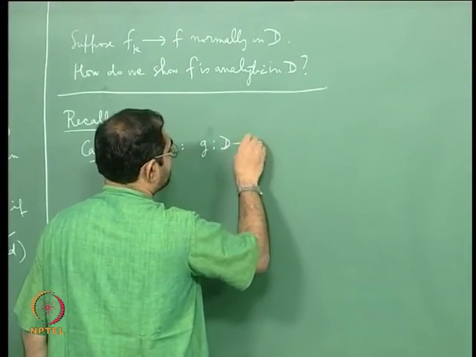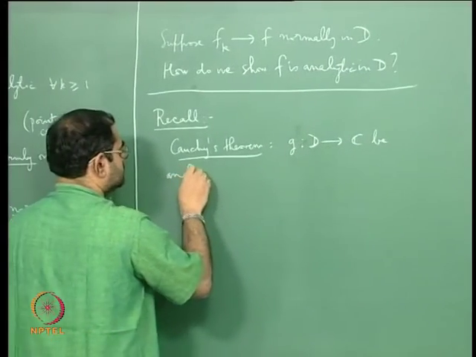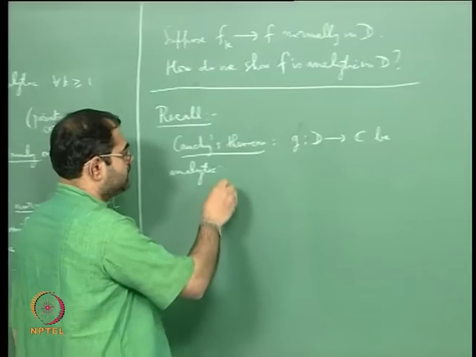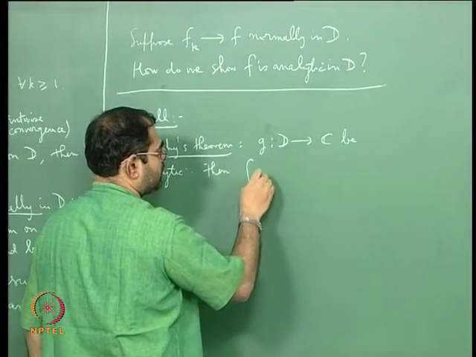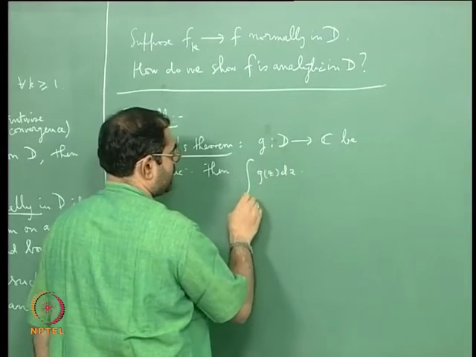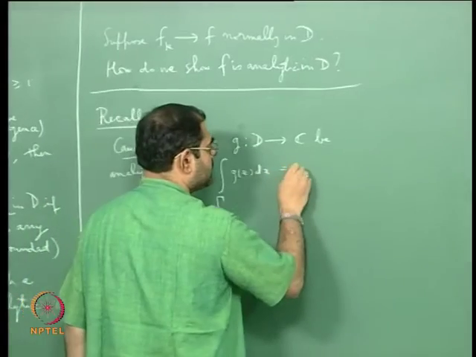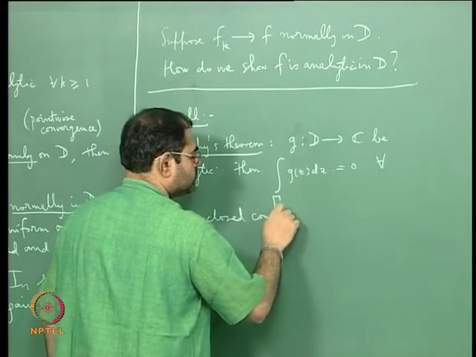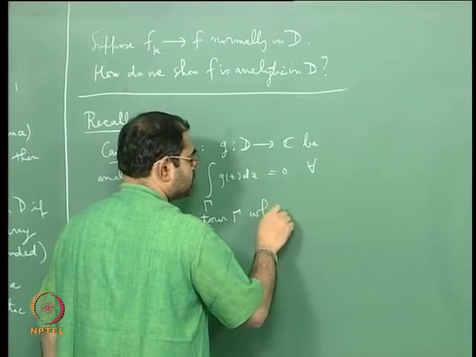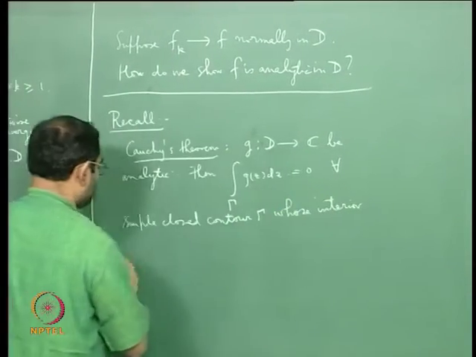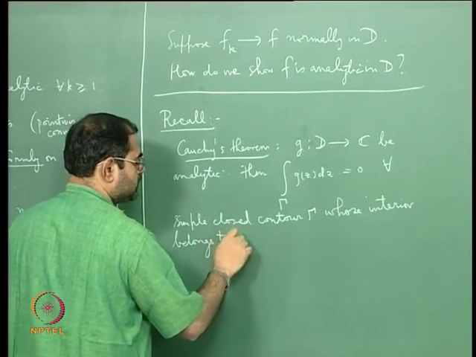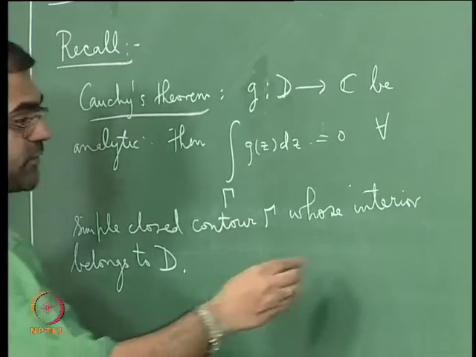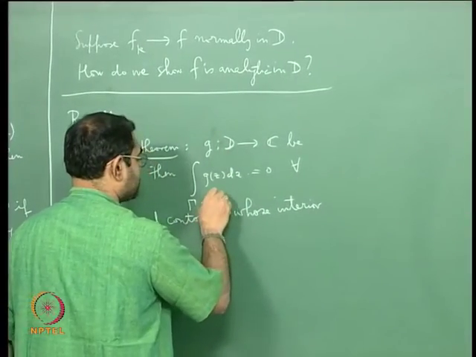So let g from D to C be analytic. Then the integral of g(z) dz over gamma, a simple closed curve, is 0 for every simple closed contour gamma whose interior belongs to D, and of course gamma itself is a subset of D.